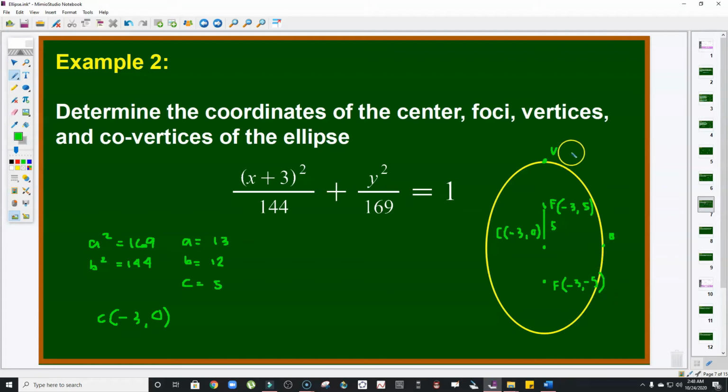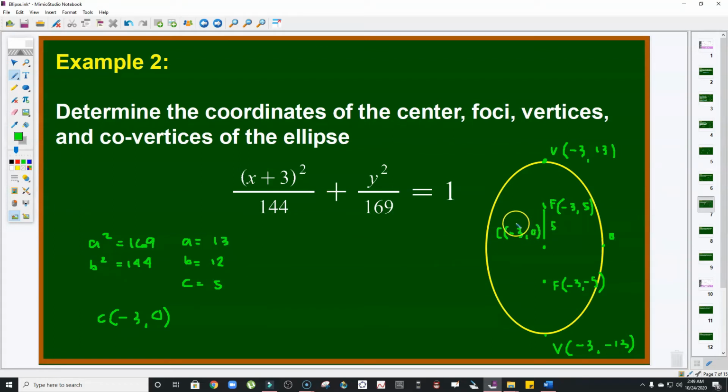See that? Okay, next. For the vertex, so again, hindi mababago yung X, but I'll add 13 to 0. So that's negative 3, 13. On the other hand here, mamadali lang kasi 0. So the second vertex is negative 3, negative 13.